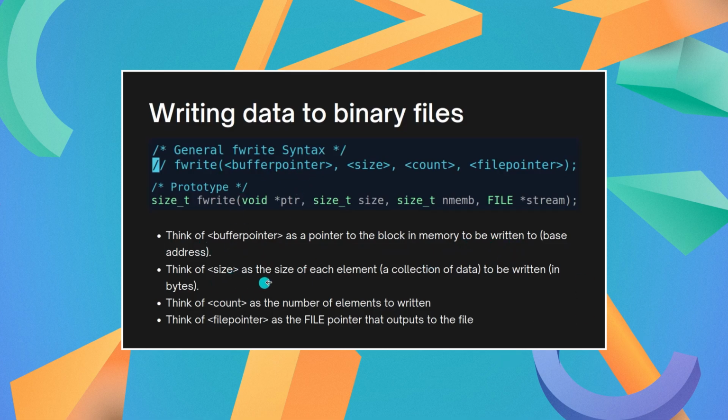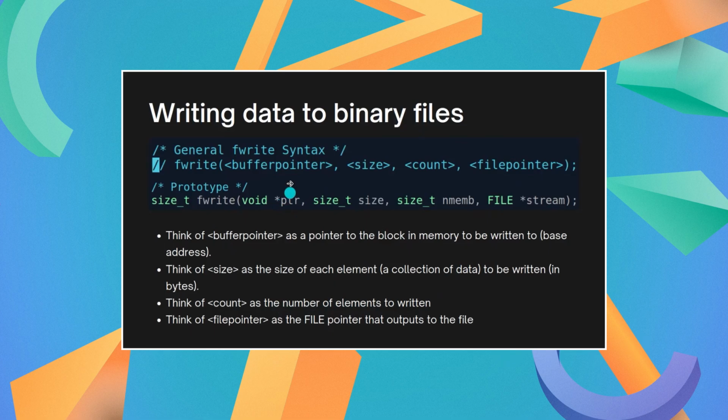Now, think of size as the size of each element, a collection of data that we'll be writing. So let's say you have an integer, which of course has the size of 4 bytes. So we'll be putting 4 there, since that's the size of the elements that we'll be working with here. And think of count as the number of elements that we want to write on every fwrite. And then think of the file pointer as the pointer that will output our written content to our file. So this is its destination.